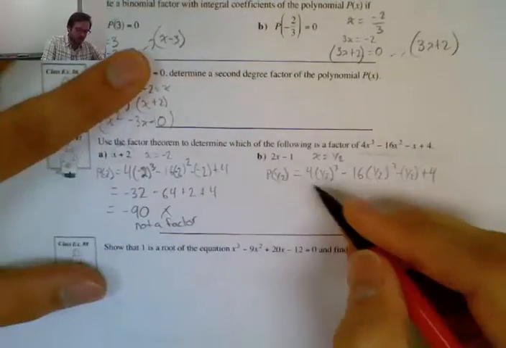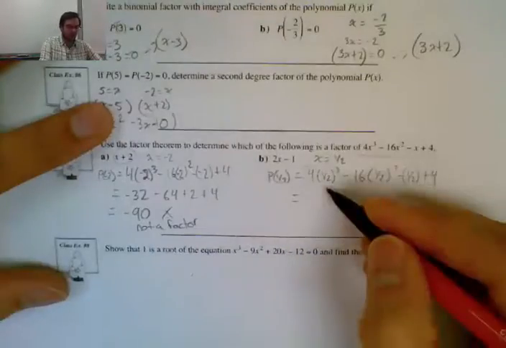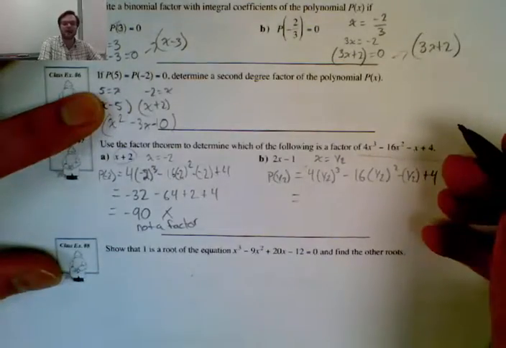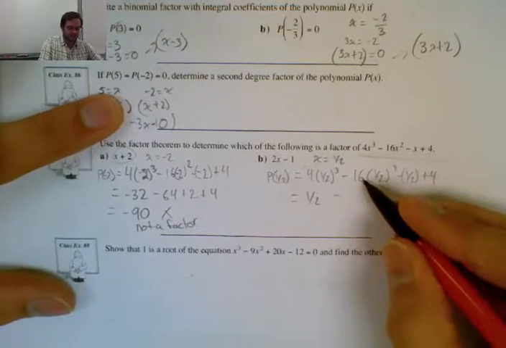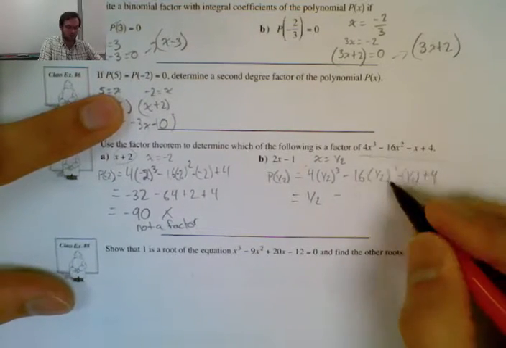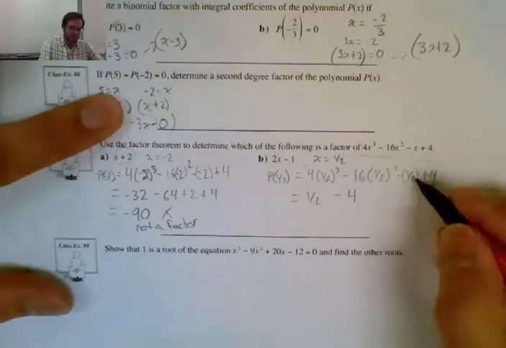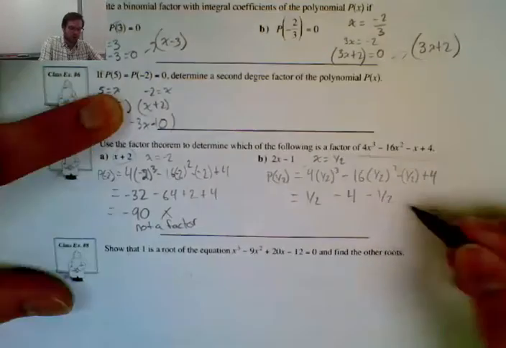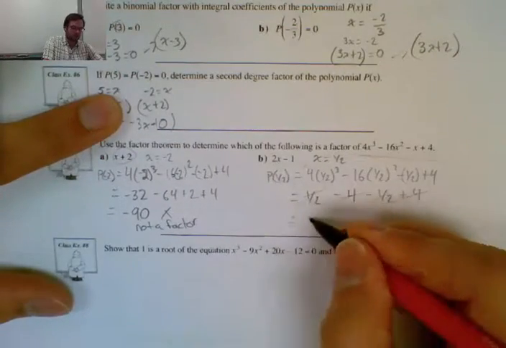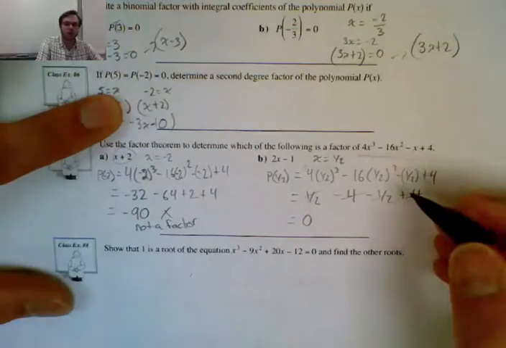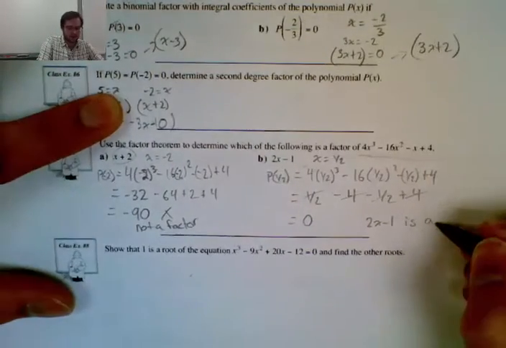Alright, so now I'm going to simplify these out. 1 over 2 to the power of 3 is the same as 1 over 8, times 4 is 1 over 2. Then 16 times 1 over 2 squared: 1 over 2 squared is 1 over 4, times 16 is going to be 4. Then I have minus 1 over 2 plus 4. I look at this, these 4's cancel, these cancel, I'm left with 0. So then we know that 2x minus 1 is a factor.